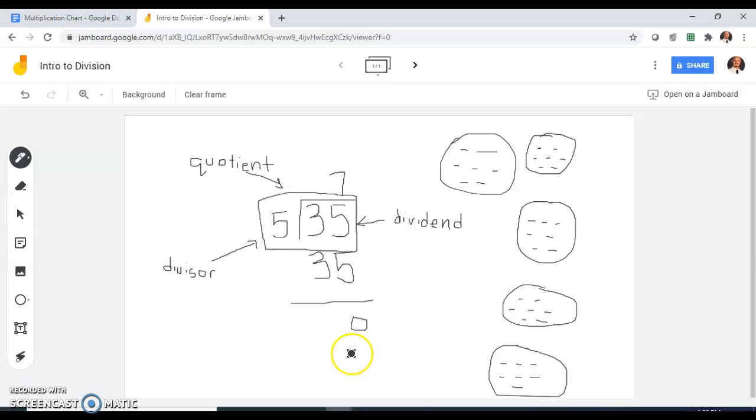And one way that I can check my answer is I can make 5 groups. 1, 2, 3, 4, 5 groups. And I can place my quotient 7. I can put 7 in each group, and I can count up, and if I get to 35, then I know I did it right. So 1, 2, 3, 4, 5, 6, 7, 8, 9, 10, up through 34, and 35. And it equaled back to my dividend, so I know that I did it correct.